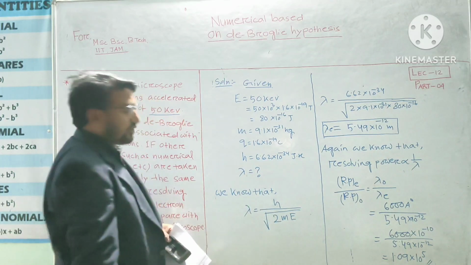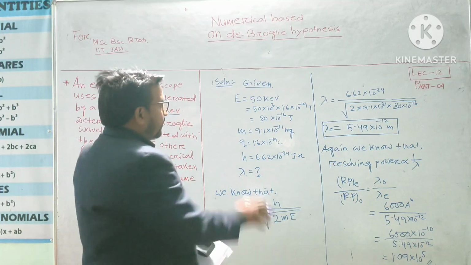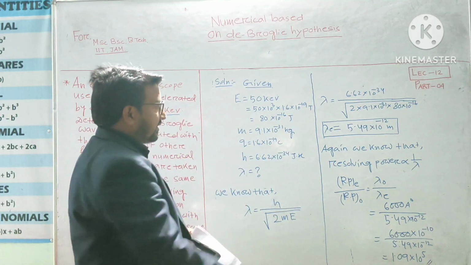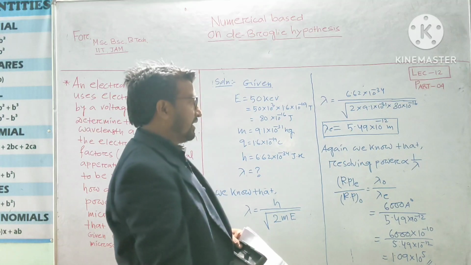This is the expression of de Broglie wavelength in terms of energy. So we can write lambda equal h by under root of 2 m e. When all the values are substituted in this equation, then we will get lambda e equal 5.49 into 10 to the minus 12 meter.